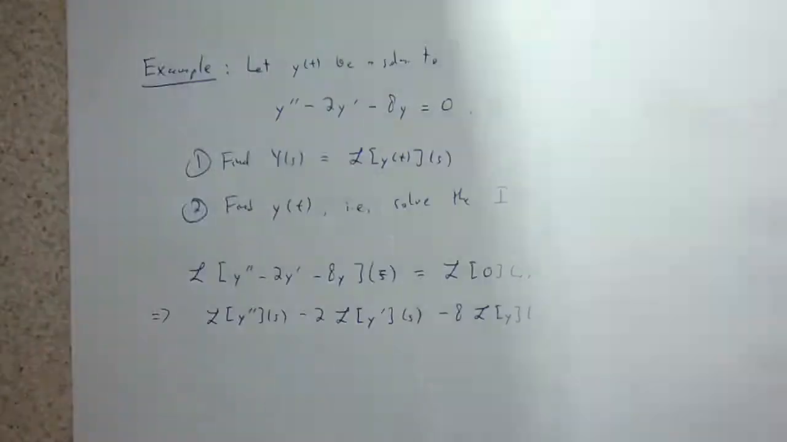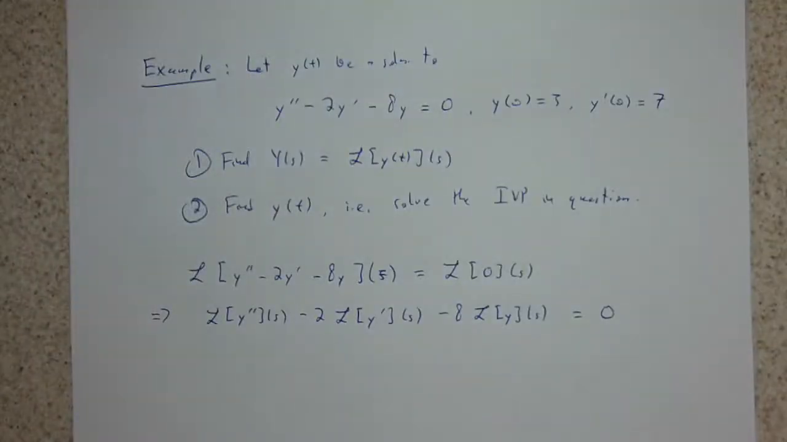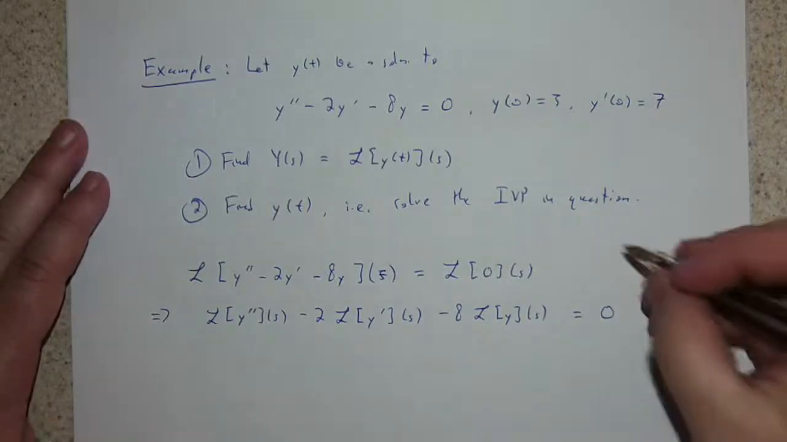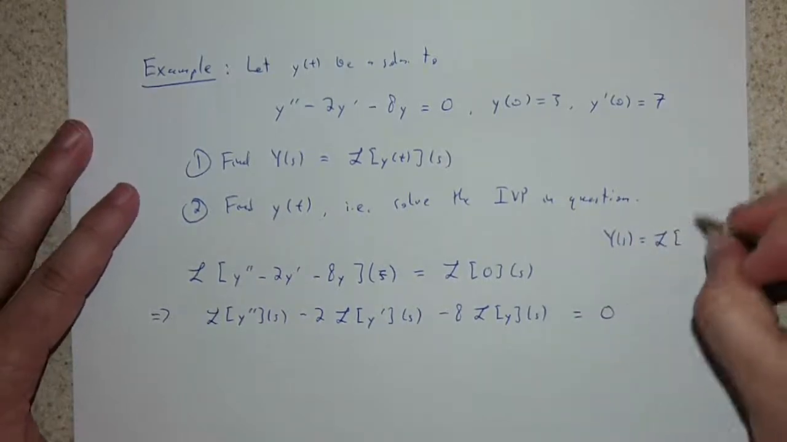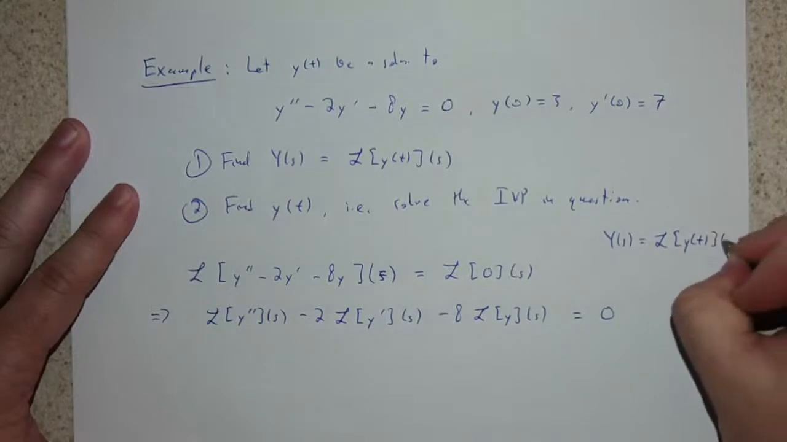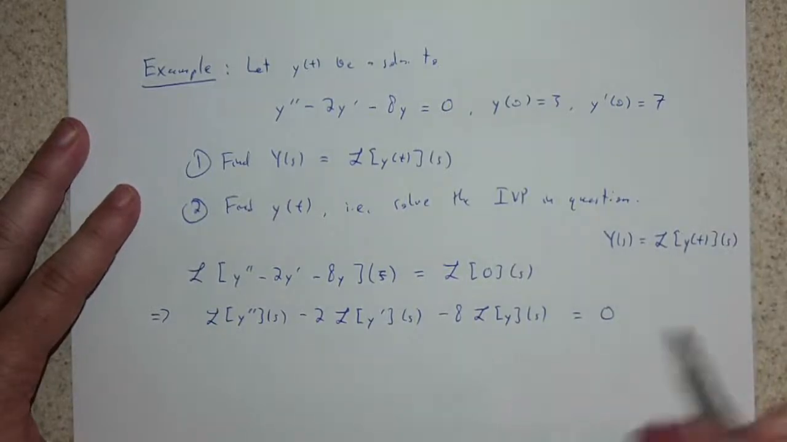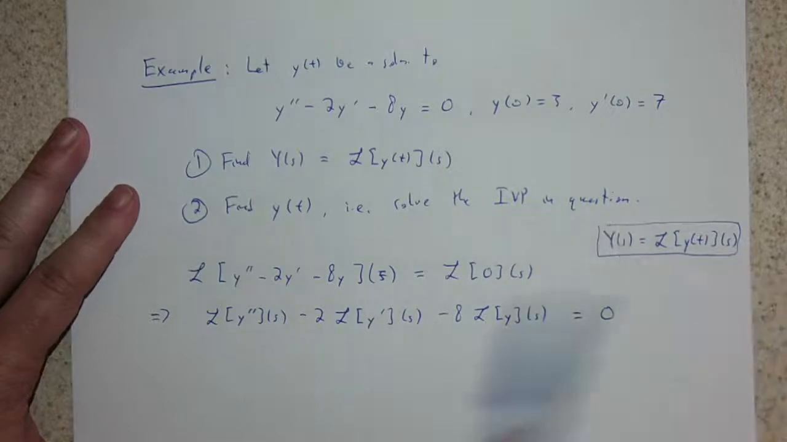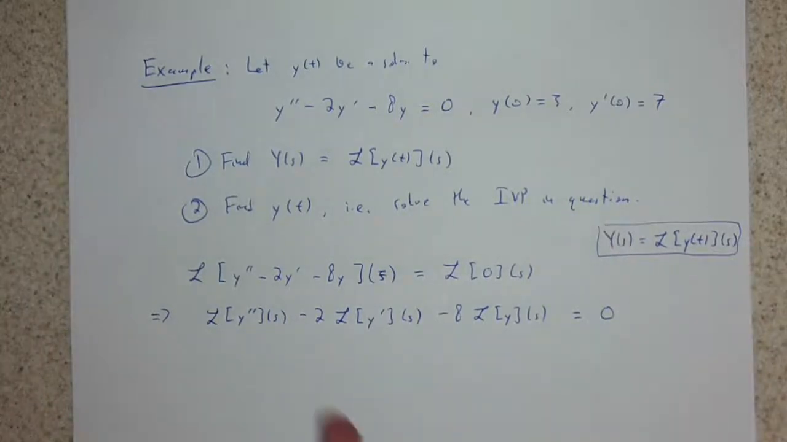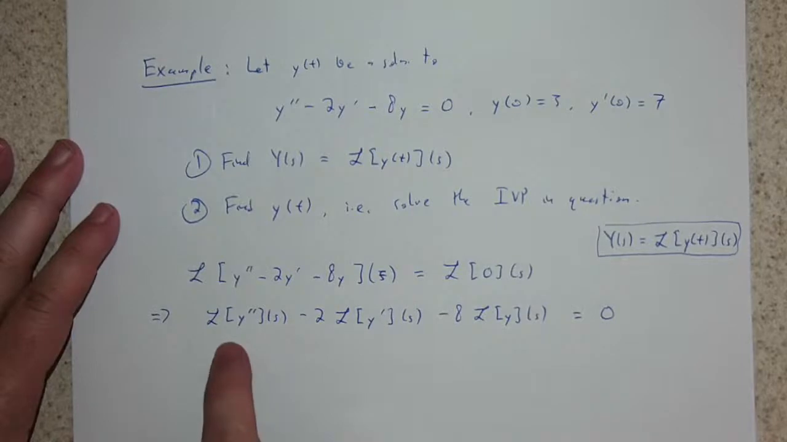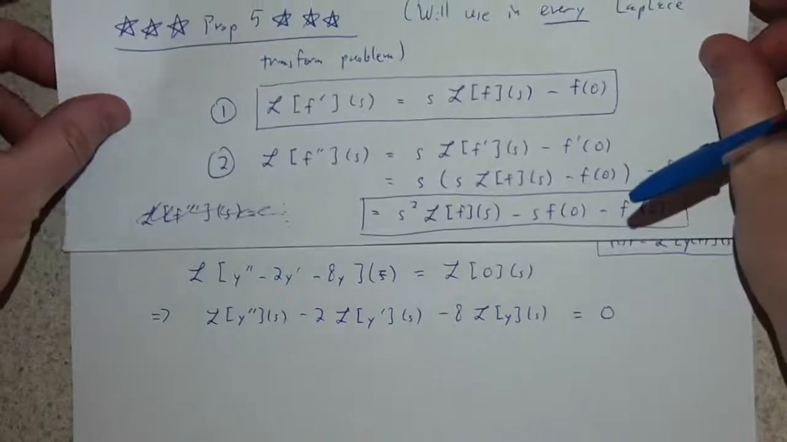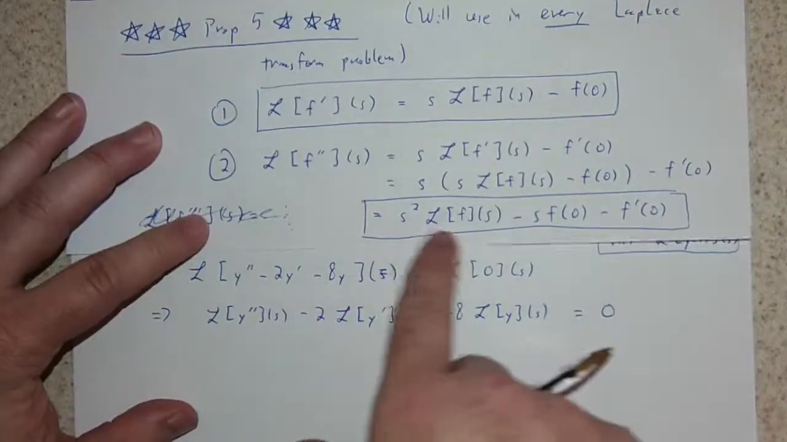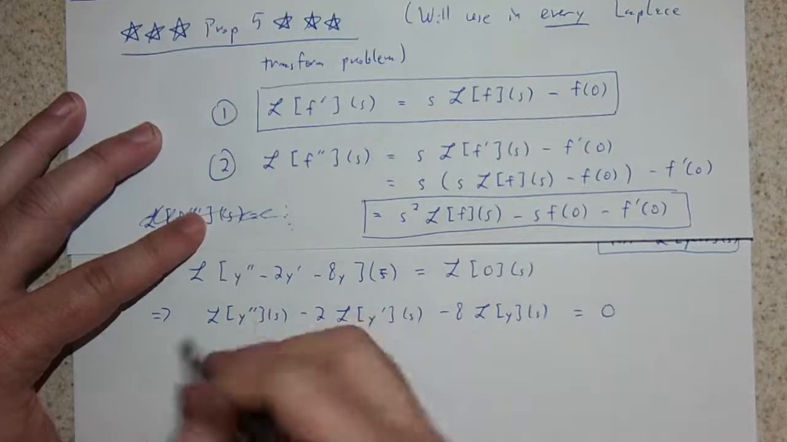Okay, so let's see what I want to do here. First of all, we do the replacement, right? Big Y of s is the Laplace transform of little y of t of s. And so there is big Y, for instance. So we're trying to put everything here in terms of s and big Y of s. Okay, so the Laplace transform of y double prime. Maybe I'll just bring my facts back here. So the Laplace transform of y double prime, just using this formula, is what?